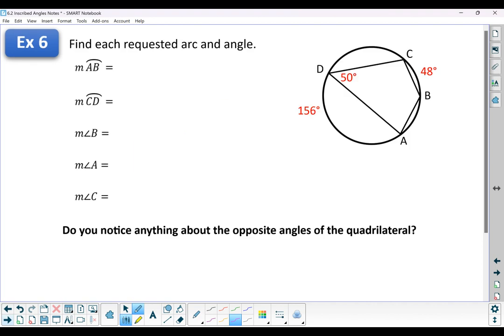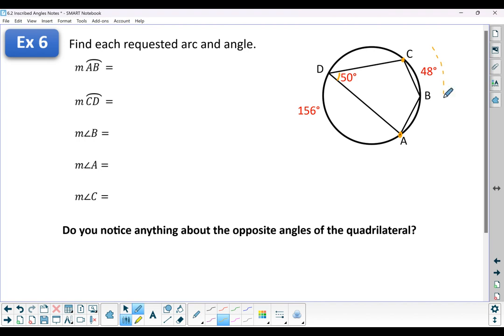Okay, we're going to do a little angle chasing for a second to lead us to our next theorem. So this says find each requested arc and angle. So we're going to just work on our diagram for a minute, and then we'll fill in our list. All right, so I can see first of all, notice that we don't have any diameters, so we can't rely on a diameter for this diagram. We do have a 50-degree angle, and it intercepts the arc from C to A.